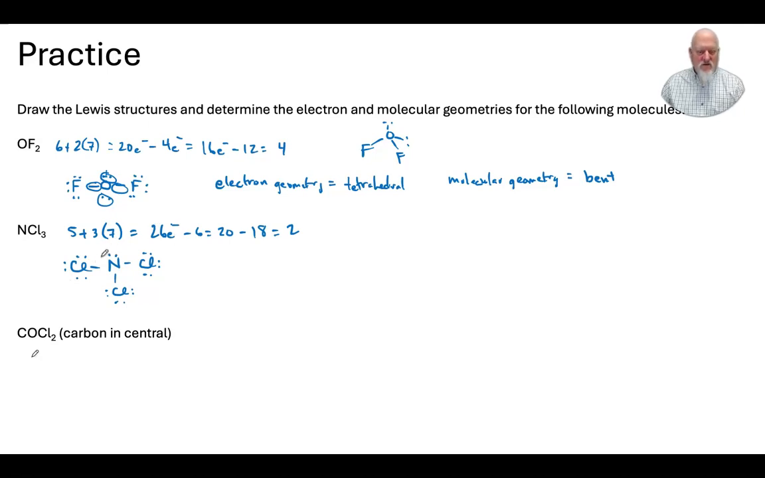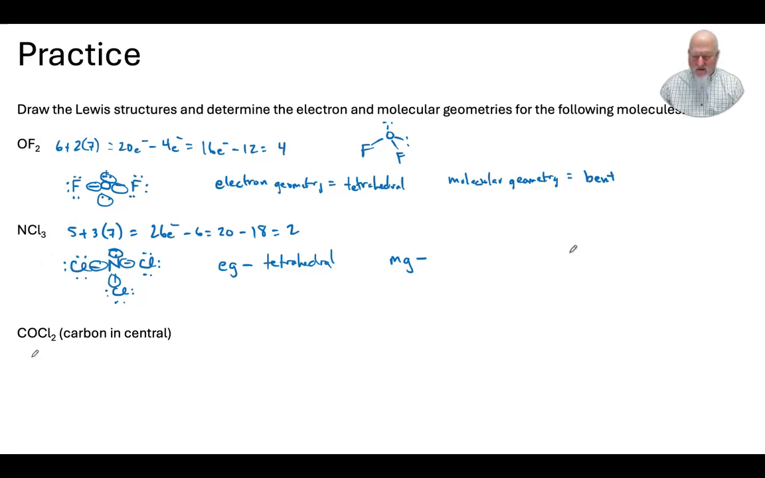So if we count the electron groups around that nitrogen, I get 1 non-bonding and then 3 bonding groups. So I have a total of 4. So the electron geometry, which I'm just going to call EG, is again tetrahedral, because there are 4 electron groups around it. Now my molecular geometry, which I'm going to call MG, shows where the bonds are.